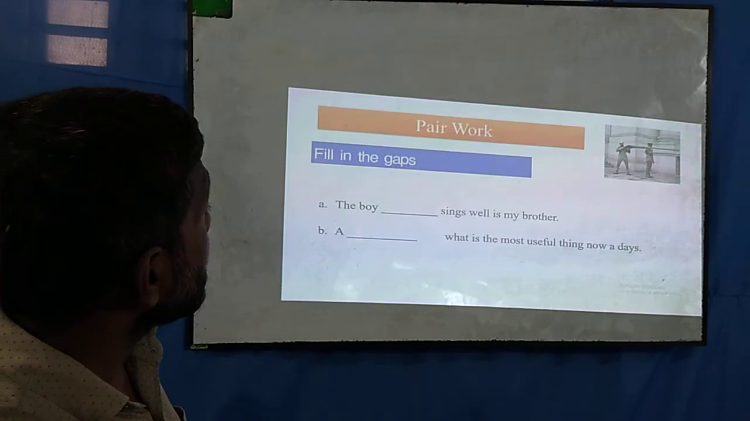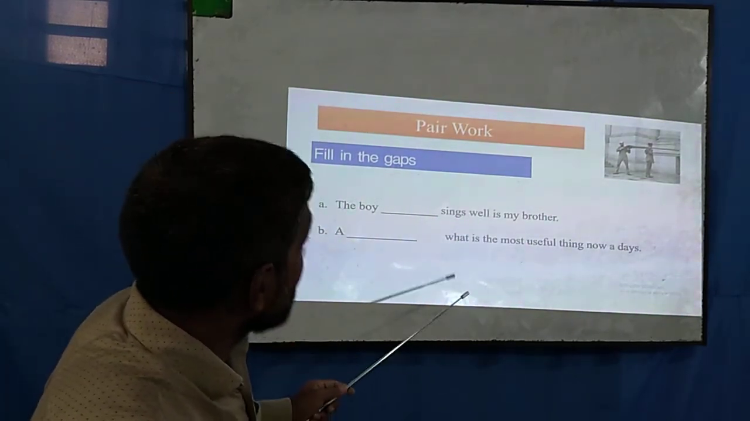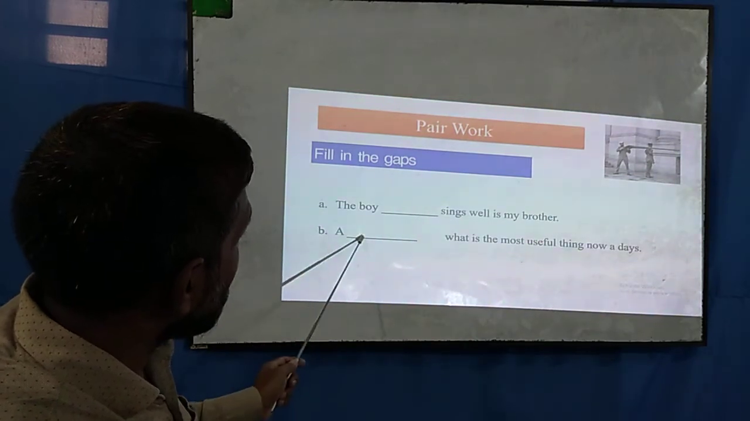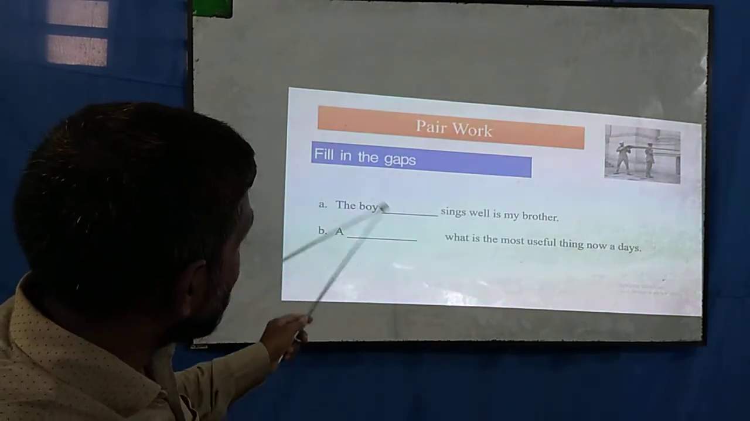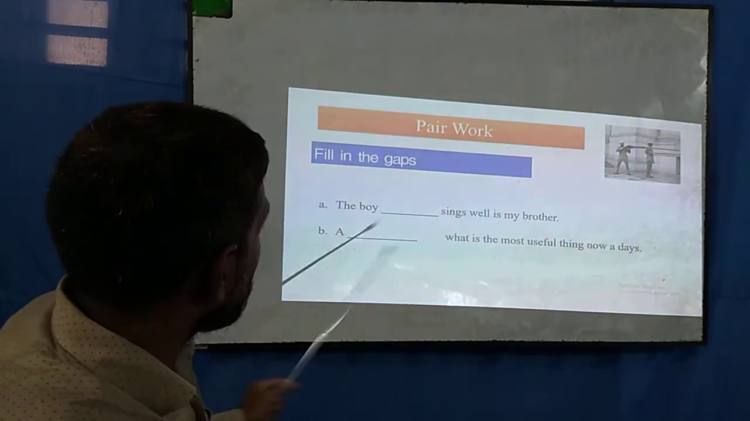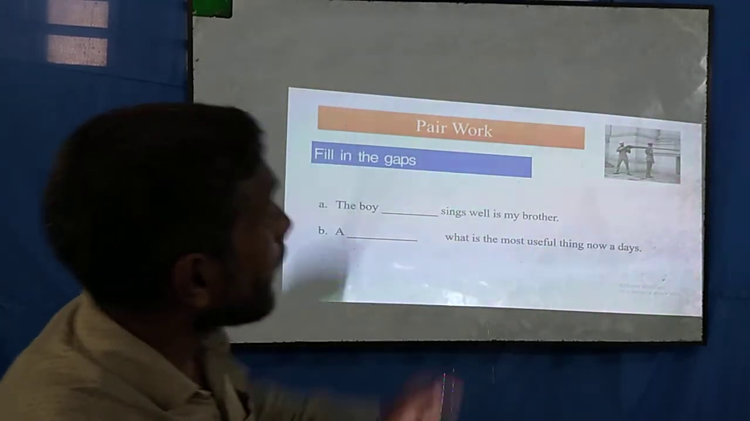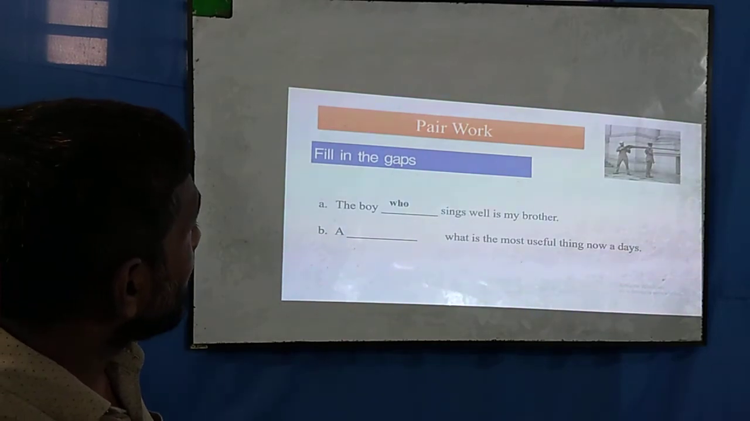So dear students, I have written 2 lines here. The boy, you have seen it in the previous slides, and I hope you know the answer. The boy who sings well is my brother. Mobile phone, what is the most useful thing nowadays? So you can understand it.